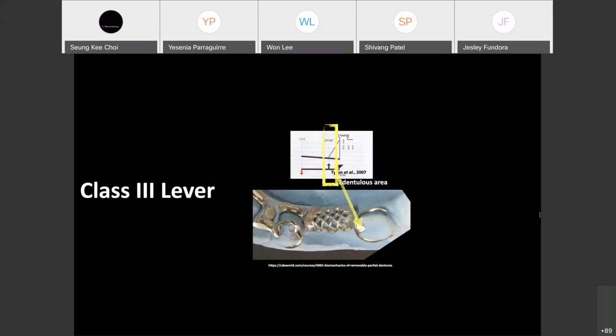It could be 14, 15, but whatever. That molar, I'm going to call it a molar. The fulcrum could be on that mesial rest of that molar when I press down on that RPD component, meaning it's going to turn, again, clockwise. Everyone follow that so far?